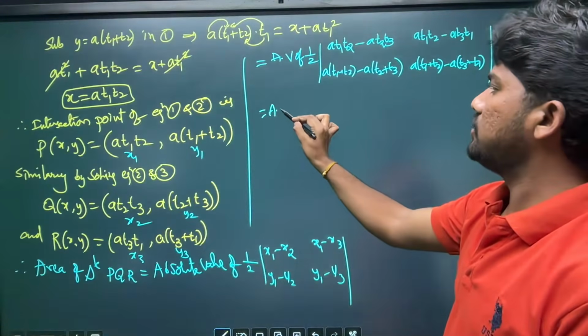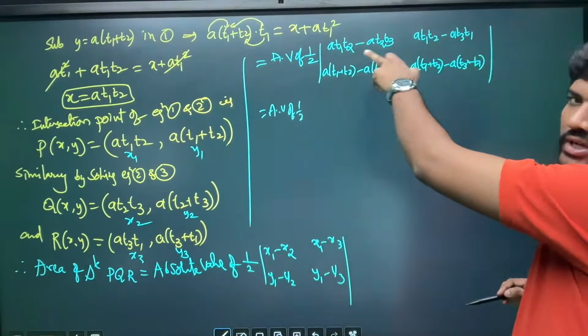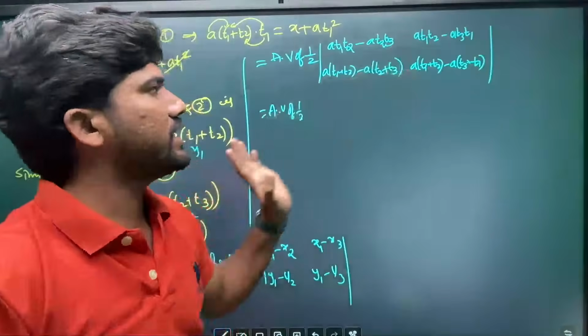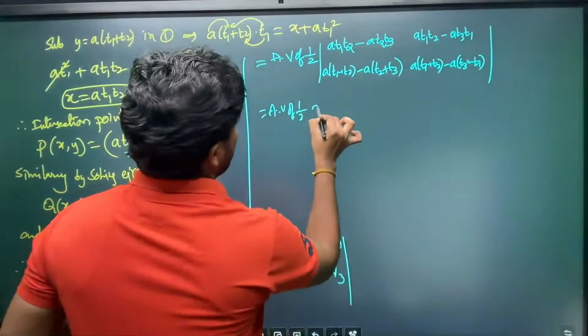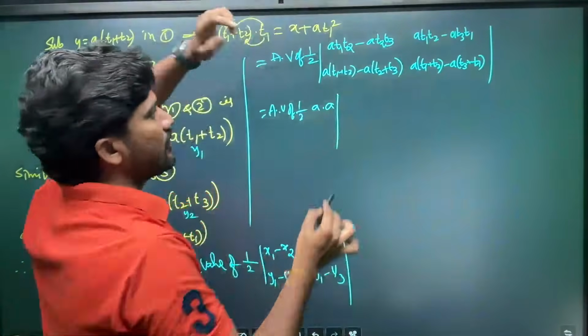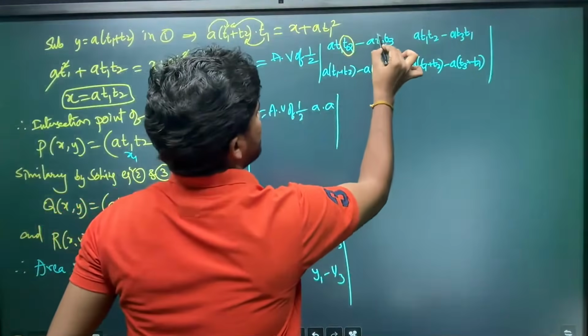So therefore the absolute value of 1 by 2 into, see, from row 1 we can take small a common, and from row 2 also we can take small a common. Take a common from row 1 and a common from row 2. If you take a common, then what are the remaining values? What are the common values here? Here T2 is there, here T2 is there.